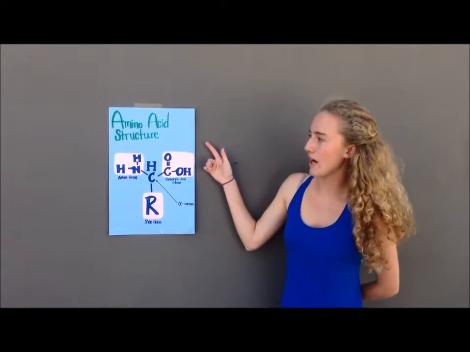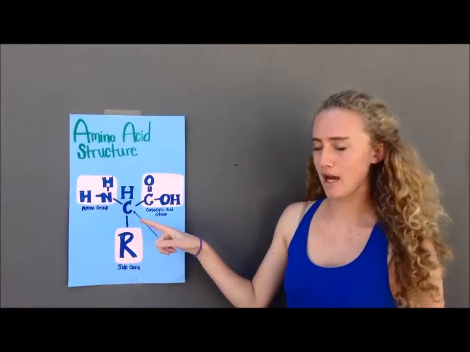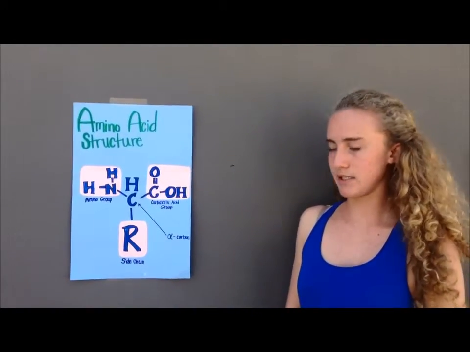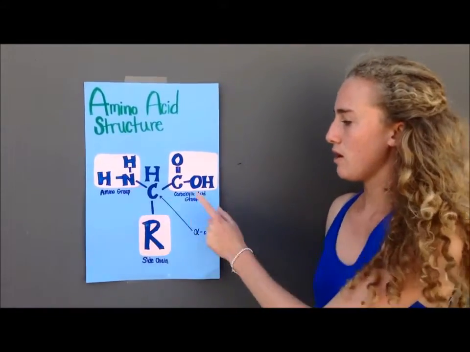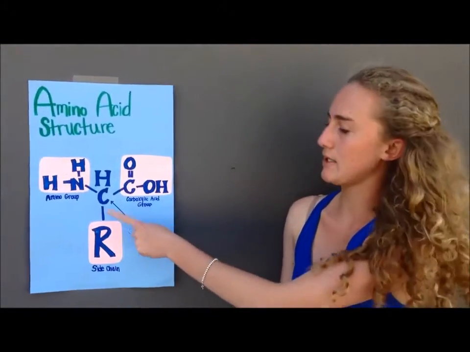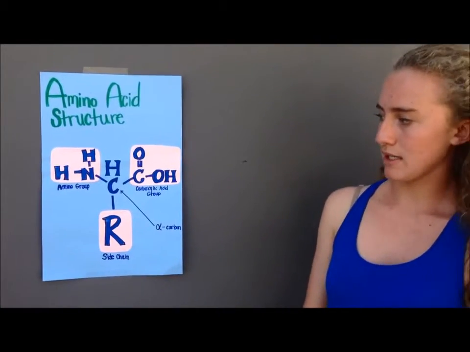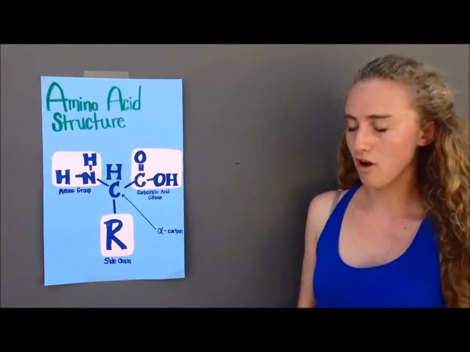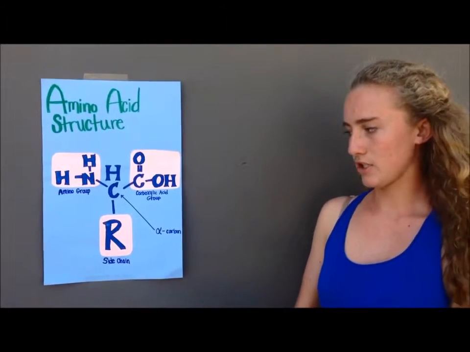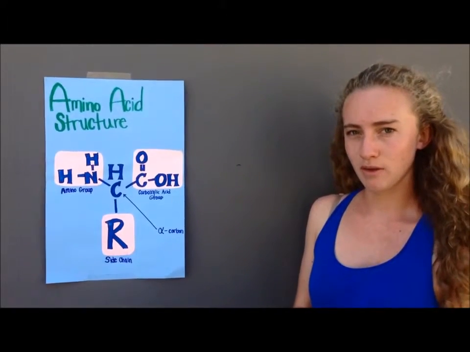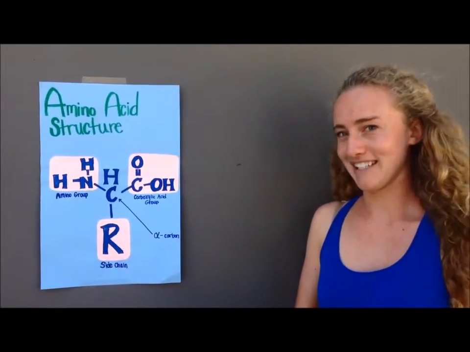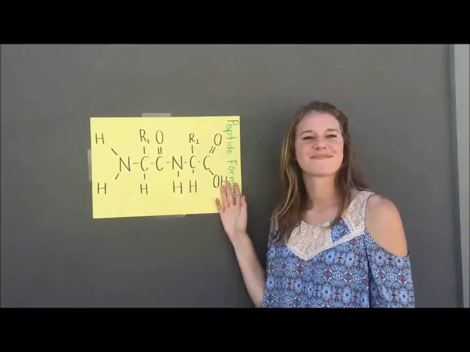This is an amino acid structure, and here's an amino acid. Each amino acid consists of an amino group, a carboxyl group, a central carbon, and an R side chain. Each amino acid is exactly the same except for the R side chain, because the R side chain is responsible for determining which of the 20 amino acids it is.